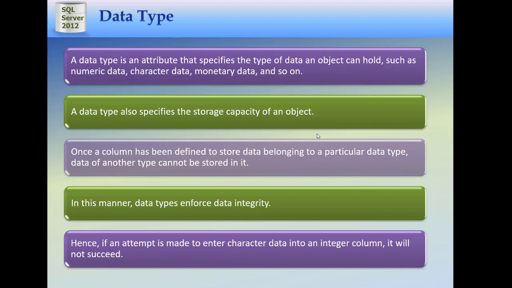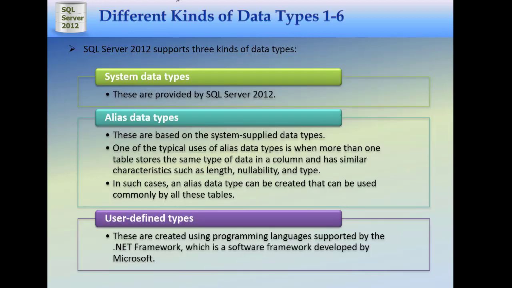What you're simply saying is that if I define a certain column to store school fees, it's going to accept monetary values. I cannot add a date inside that particular column. It's not going to allow that. And hence, as you can see down here, this enforces data integrity. If an attempt is made to enter character data into an integer column, this will not work. This basically talks about the different kinds of data types. As mentioned when we started, please refer to the video for session 5.